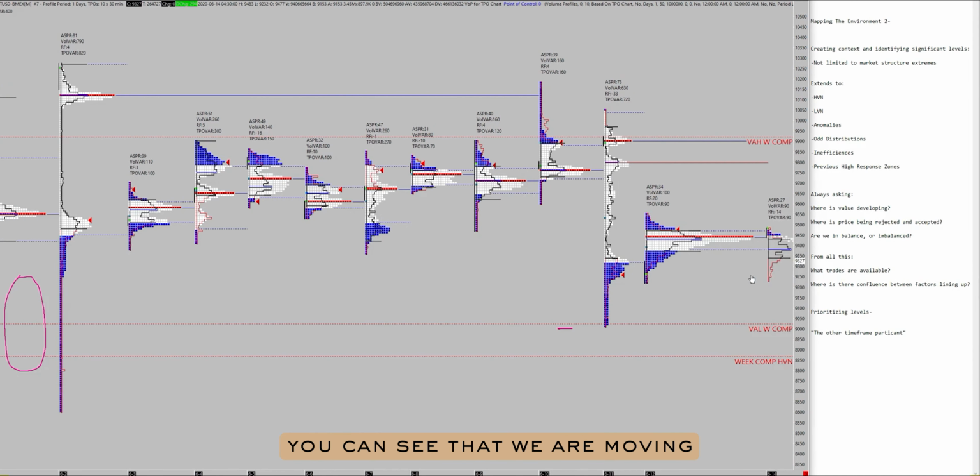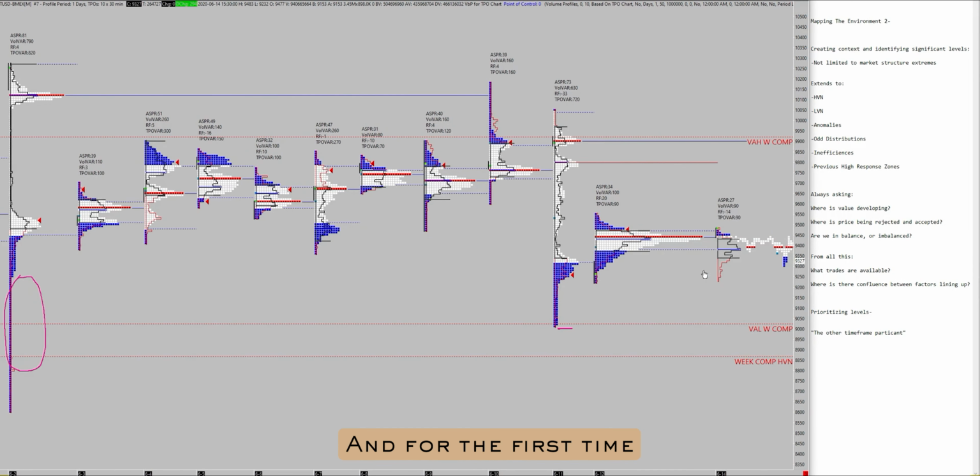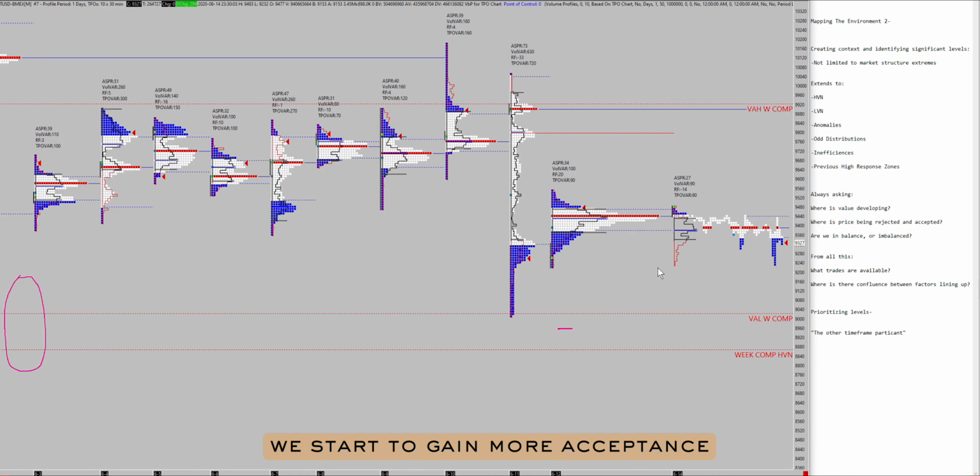You can see that we are moving within the prior day's value area, and for the first time we start to gain more acceptance outside of value. So this is not a clear sign of rejection. The market comes outside of value, comes back within, but over time, what is the market doing? The market closes outside of this composite. So we have a potential break from balance setting up.